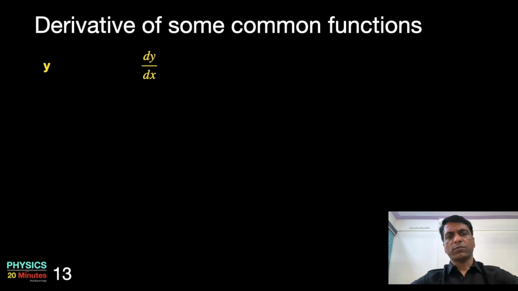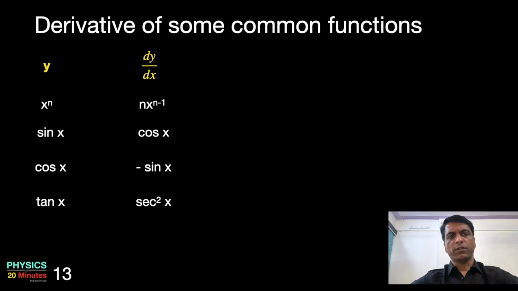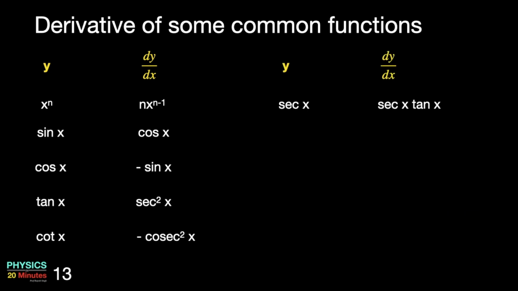We can look at the derivative of some of the common functions. If the function is x power n, it will be n x power n minus 1. If it is sin x, then the derivative is cos x. For cos x, derivative is minus sin x. One can check it in the way we have established. For tan x, derivative is sec square x. For cot x, derivative is minus cosec square x. For sec x, derivative is sec x tan x. Cosec x, derivative is minus cosec x cot x. Natural log of x, ln x, derivative is 1 over x. e power x or exponential function, derivative is e power x.